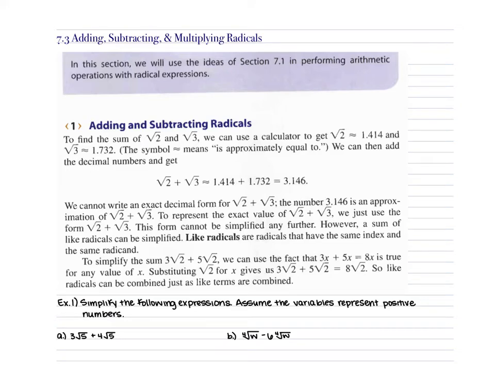7.3 goes over adding, subtracting, and multiplying radicals. The first part of your lesson goes over adding and subtracting these radicals. It tells you that the square root of 2 is approximately 1.414, and the square root of 3 is approximately 1.732. We are not going to be using a calculator for these, so when you are doing these types of problems, you are going to leave them in radical form.